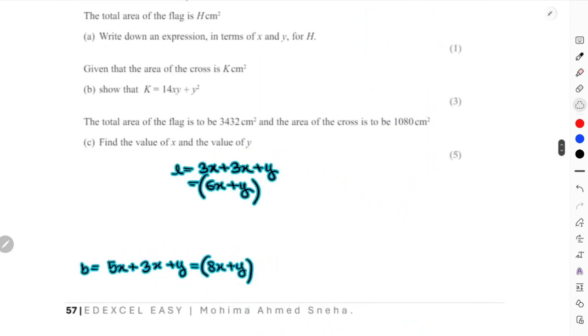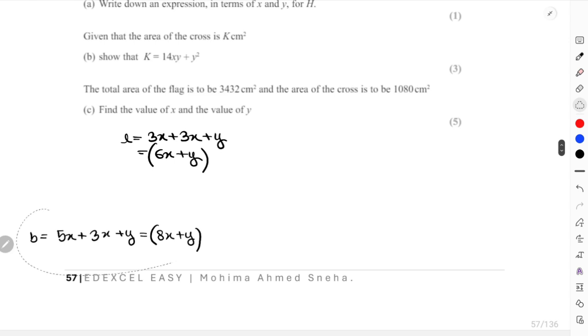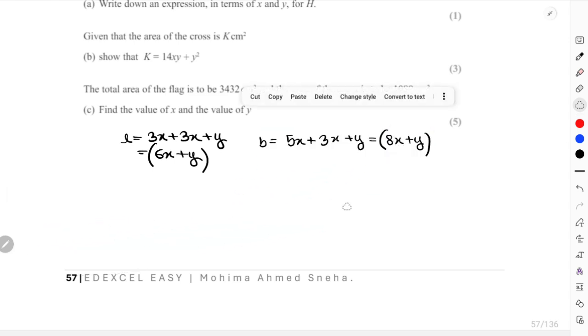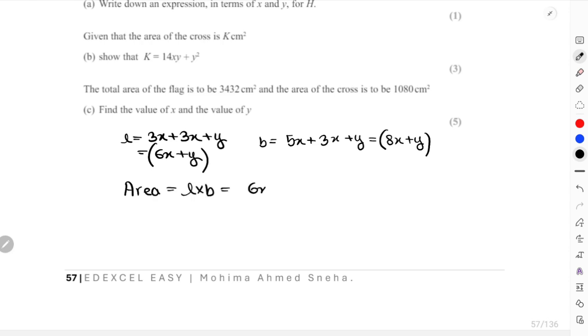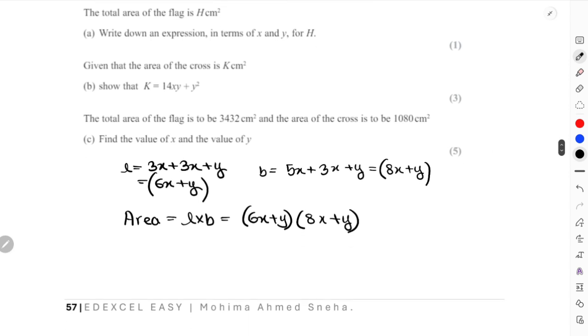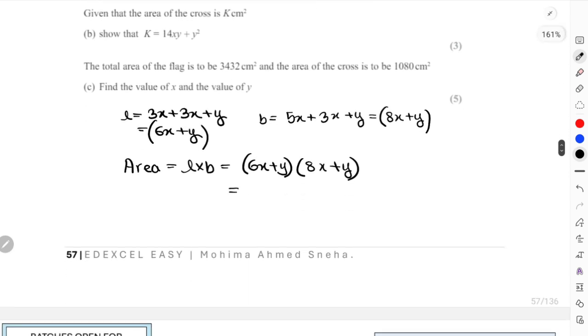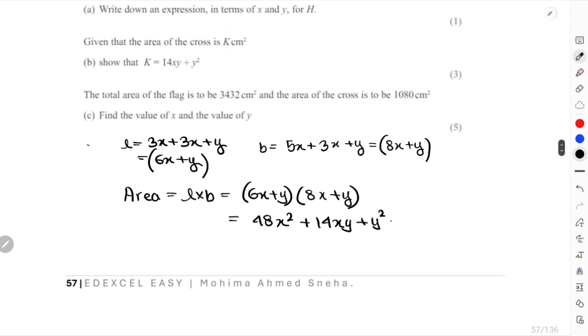We're just going to write this over here. This is your length and breadth, and area would be length into breadth, that is 6x plus y and 8x plus y. You can simplify it if you want to. If you simplify it, this is going to be 48x square plus 14xy plus y square. So this is part A.